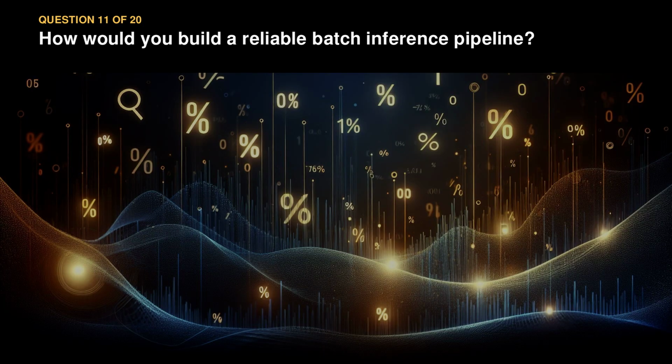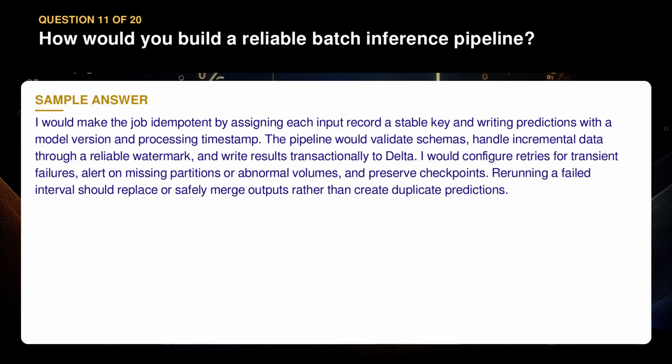Question 11. How would you build a reliable batch inference pipeline? I would make the job idempotent by assigning each input record a stable key and writing predictions with a model version and processing timestamp. The pipeline would validate schemas, handle incremental data through a reliable watermark, and write results transactionally to Delta. I would configure retries for transient failures, alert on missing partitions or abnormal volumes, and preserve checkpoints. Rerunning a failed interval should replace or safely merge outputs rather than create duplicate predictions.